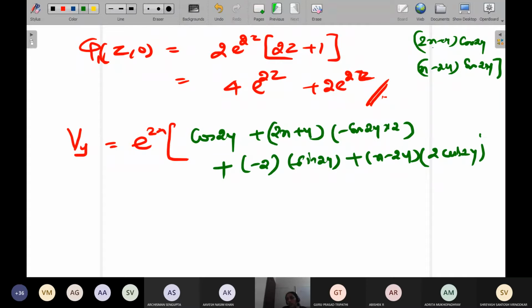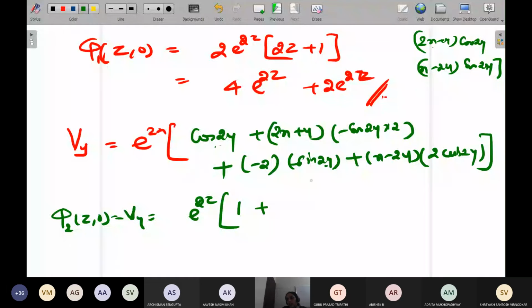Now directly I'll apply. Don't simplify this. I want pi 2 of z comma 0 equal to Vy. So I'll get e power 2z, cos 0 will become 1, plus sine 0, this will become 0. Sine is here 0, so only this term will be there. So this term will become z into 2z. So I'll get e power 2z plus 2z e power 2z. Is it clear? Everyone is clear?